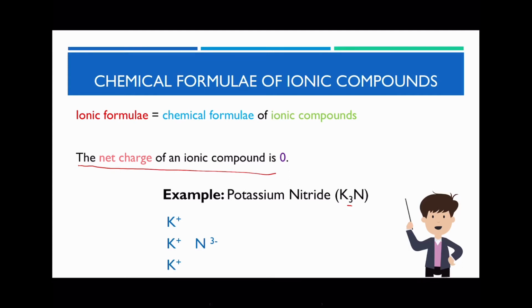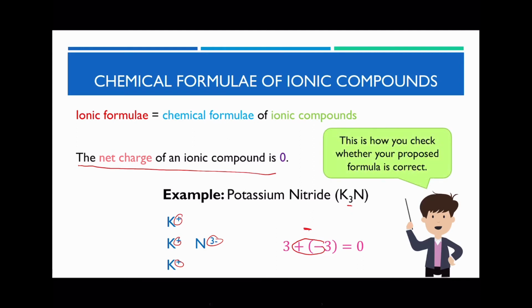Notice that you've got a net charge of 3 positives with 3 negatives. 3 plus negative 3, so remember positive and negative makes a negative. 3 take away 3 equals 0. So this is what I mean by the net charge of an ionic compound will always equal 0. And this is always going to be the case. If it doesn't equal 0, that means your proposed chemical formula for that ionic compound is going to be incorrect. So this is a very useful way for you to check whether your formula is correct or not.